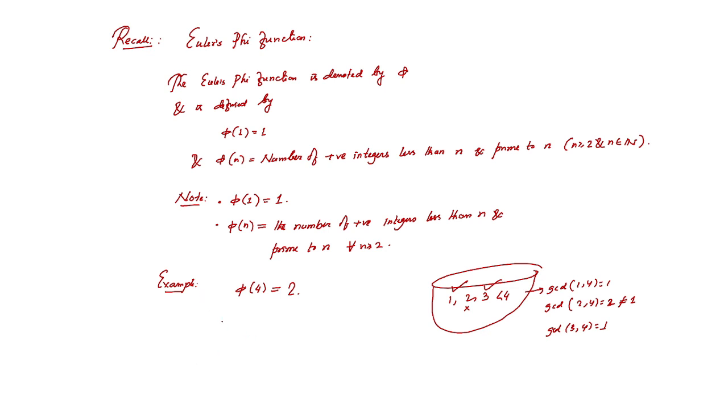Similarly, you can check that phi of 20 will be 8. In that way you can calculate the number of positive integers less than n and prime to n. We can write it as the set of all m such that 1 less than m less than n and GCD of m and n equals 1. The cardinality of that set is considered as phi of n for all n greater than or equal to 2.